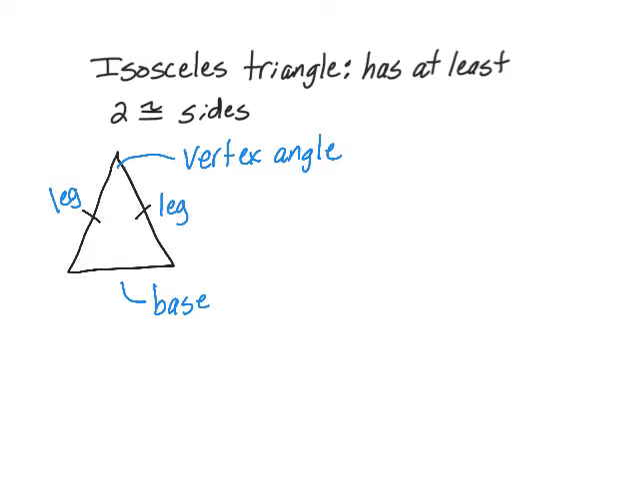And so we also have base angles, which would be a base angle is there, and a base angle is in the other corner. Okay. In an isosceles triangle, we'll write the theorem in just a minute, but the base angles are also going to be congruent, so I would mark them like that.